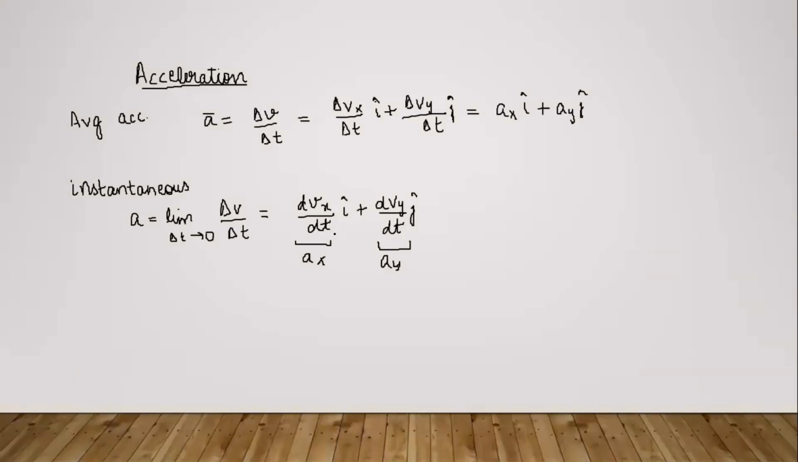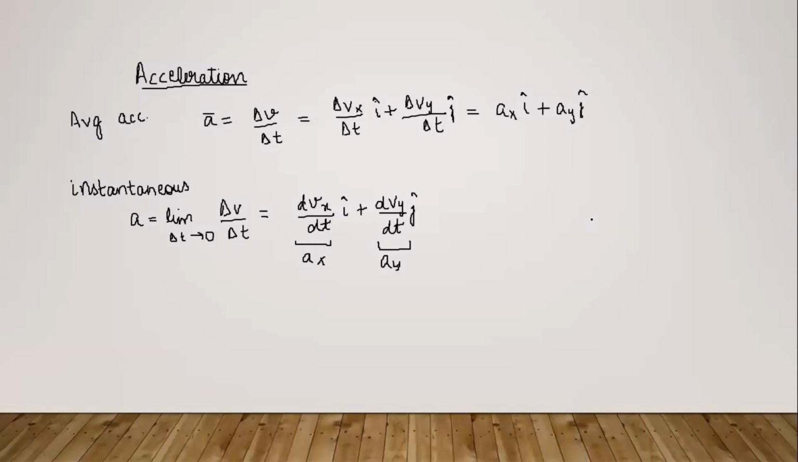As we saw, when we were changing the position of the particle, the direction of the displacement vector was changing. Similarly, the direction of the velocity vector will also change, and that's why the direction of average acceleration will also change. But the direction of average acceleration is the same as the direction of delta v, because average acceleration is written as delta v by delta t directly. So both these directions will be the same.